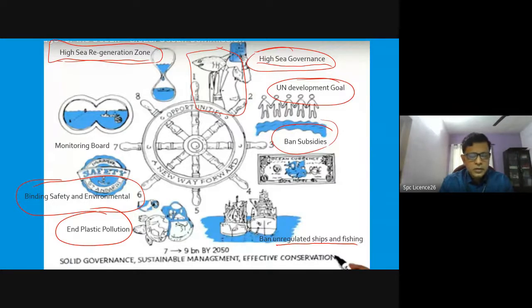Now all this is very much required, basically because even with the present number, we are facing all these problems, and within the next 25 to 30 years, say by 2050, we are looking at a population of 9 billion, and most of this population is again going to reside in coastal areas. We need to actually come up with solid governance, sustainable management, and effective conservation techniques. If that is not done, it's going to be a serious issue for all of us, because this eventually is going to affect the global climate.